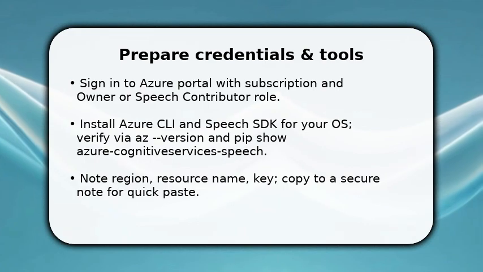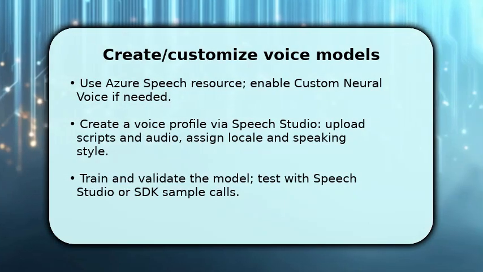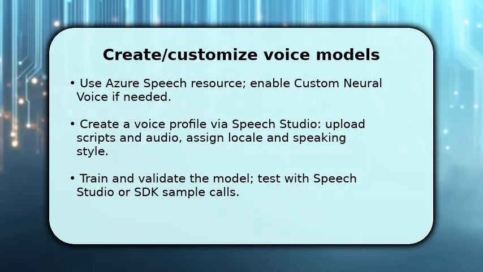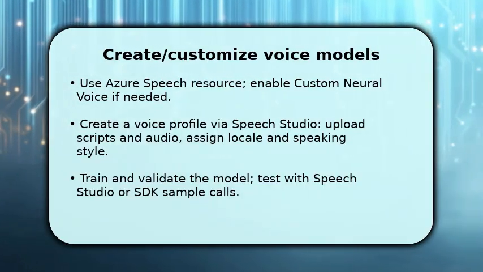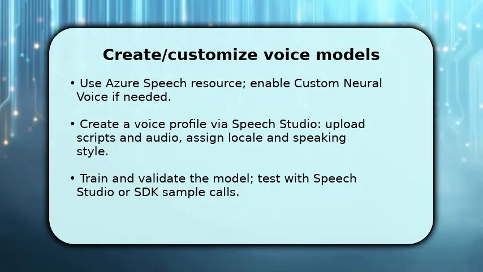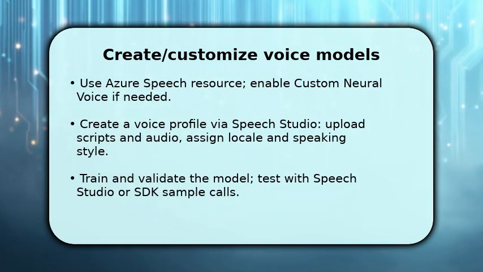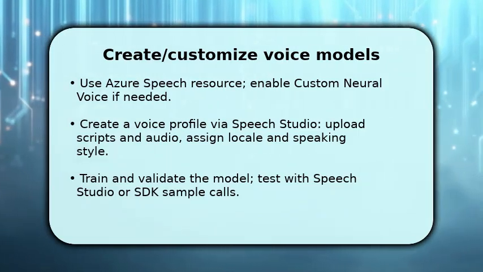Next, create or enable a speech resource and, if required, activate custom neural voice in your subscription. Then open Speech Studio, start a new voice project, upload your labeled scripts and clean audio samples, and choose locale and speaking style. Once uploaded, trigger training and wait for completion, then validate quality metrics in the console.